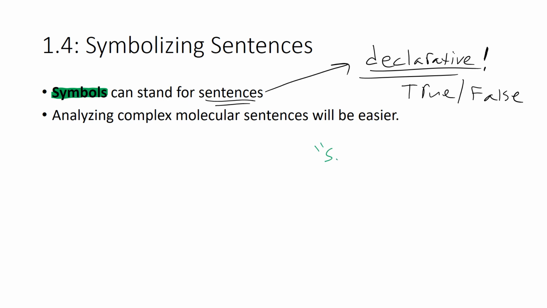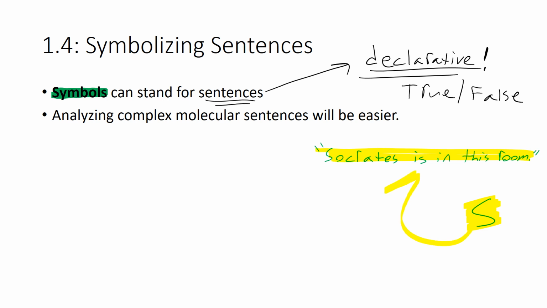If I say Socrates is in this room, I can symbolize this because it declares something to be the case. It is either true or false. I'll let you guess if it's true or false. So Socrates is in this room. We can symbolize it with a capital letter, such as S. So S represents the particular material content, Socrates is in this room. We might think of S as a fixed variable. We have stipulated that S stands for Socrates is in this room.